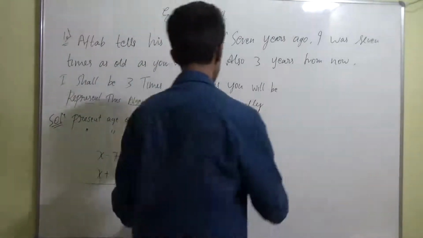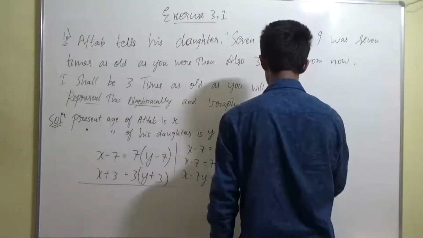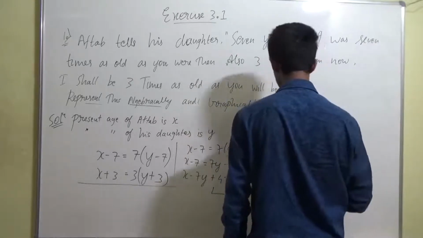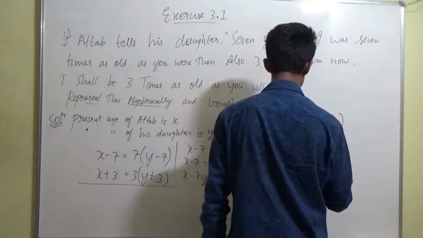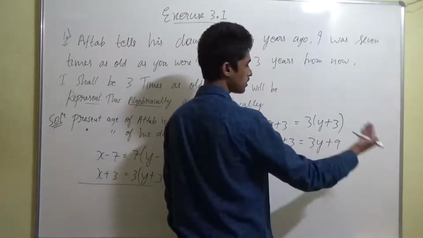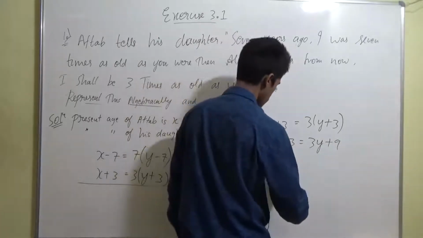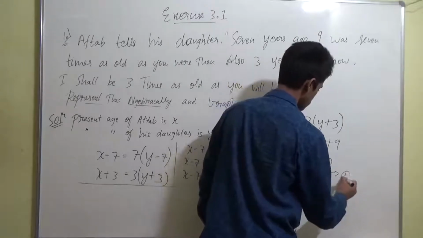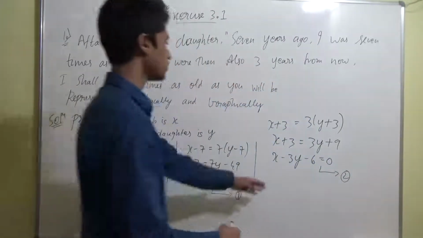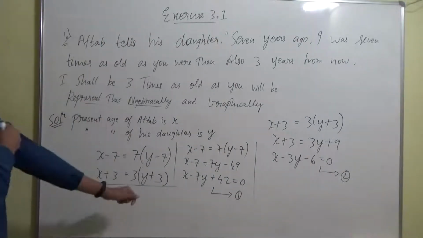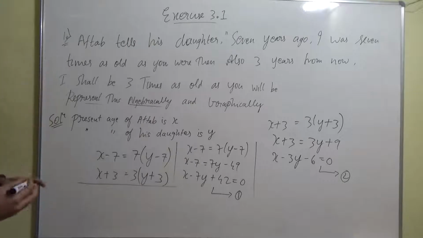The second equation, let's expand this one now. It becomes x plus 3 equal to 3y plus 9. So bring all the terms towards the left so that at the right we'll have only 0. So this is the second equation. This is the first equation and this is the second equation, guys. So here the first part of the question is done, that is to represent it algebraically. Note this down, guys, you can take the screenshot now.